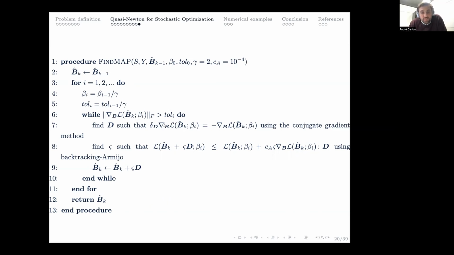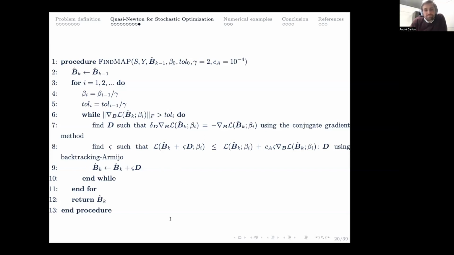And then once we find the direction D, the Newton direction, we have to find this step size that takes us to the minimum, or at least some point that satisfies the Armijo condition. That is what is here on line 8. So once we iterate here, we find a solution that satisfies the tolerance tau. We go back here, decrease beta, and repeat the whole thing.